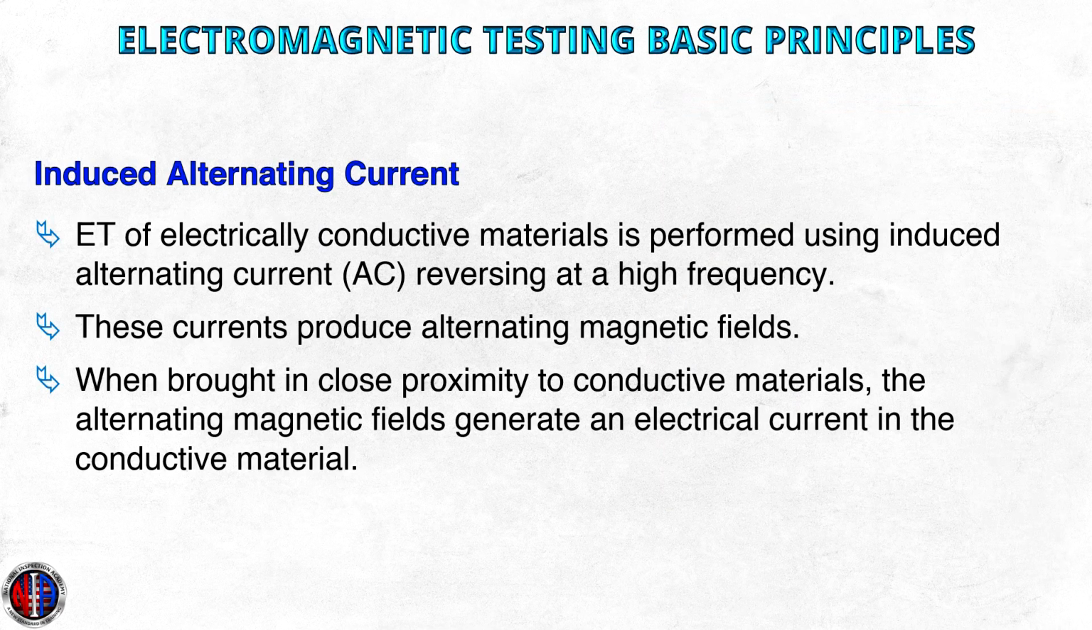Electromagnetic testing basic principles. Electromagnetic testing of electrically conductive materials is performed using induced alternating current, or AC, reversing at a high frequency. These currents in turn produce alternating magnetic fields. When brought in close proximity to conductive materials, the alternating magnetic fields generate an electrical current in the conductive material.